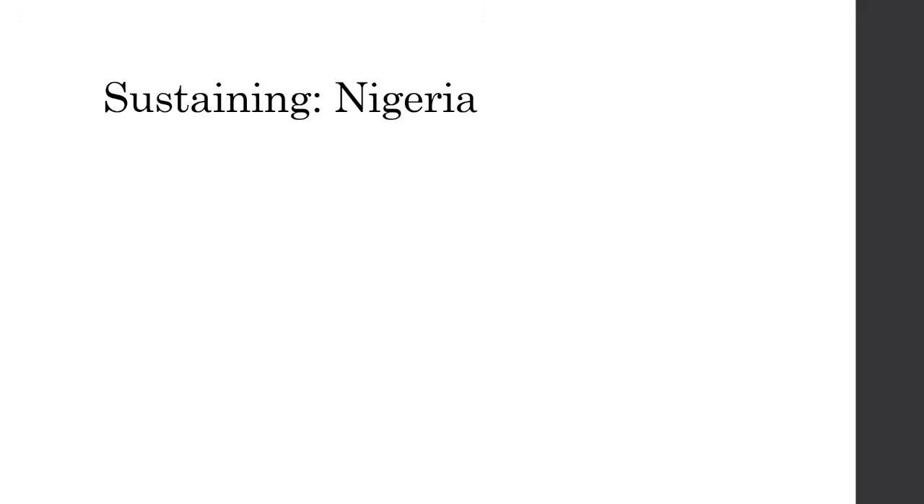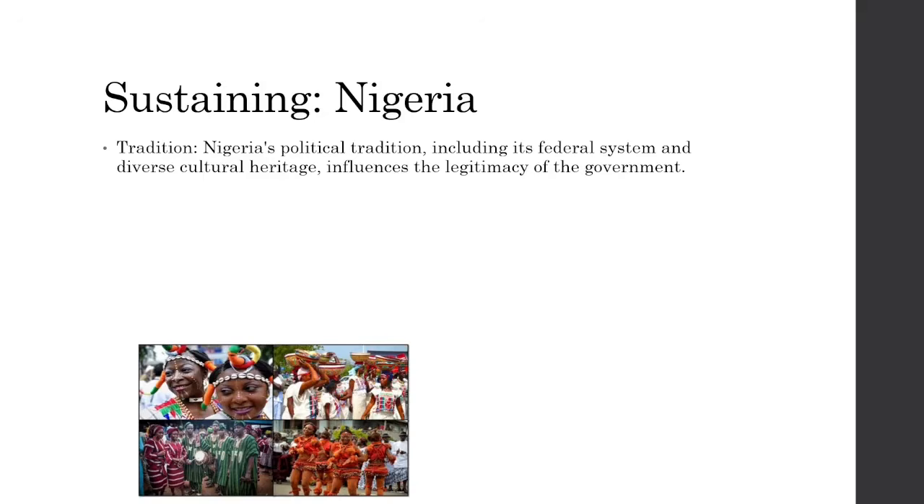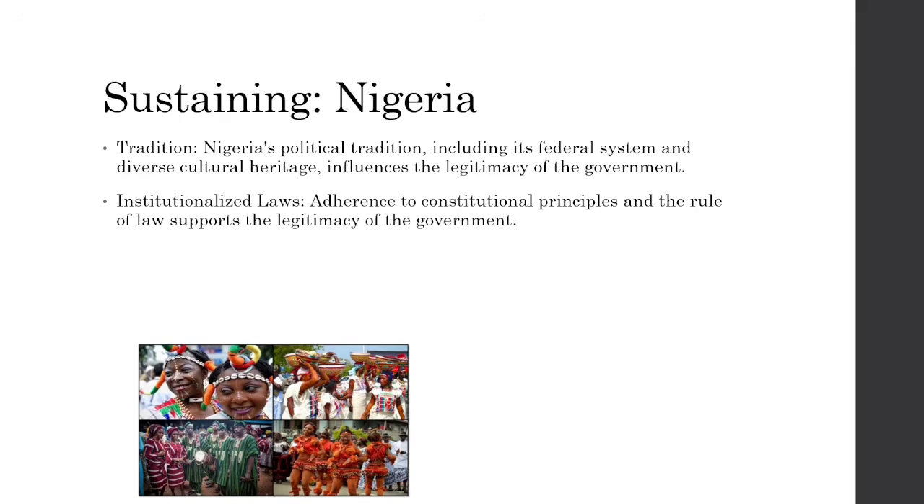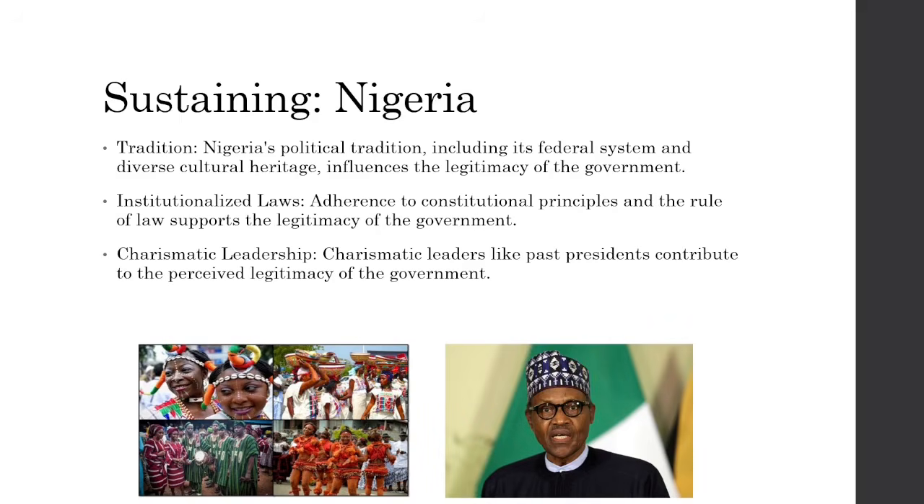So how do they keep this legitimacy? Tradition is a big one, particularly in the federal system, and the diverse cultural heritage. Maintaining all of those cultures is very good at sustaining legitimacy. They're not forcing assimilation on anyone. We also have those institutionalized laws. That's pretty important. They go by the rule of law, the constitutional principles, the rizz of their charismatic leaders, particularly their presidents, because those are who the people vote for. They don't have a prime minister, and this contributes to the perceived legitimacy of the government.